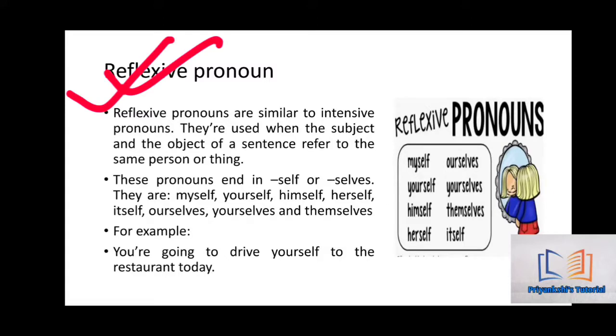And lastly, reflexive pronoun. Reflexive pronouns are similar to intensive pronouns. They are used when the subject and the object of a sentence refer to the same person or thing. This pronoun ends in self or selves. They are myself, yourself, himself, herself, itself, ourselves, yourselves, and themselves. For example, in a sentence we see, you are going to drive yourself to the restaurant today. So, in the picture on the right-hand side, we can see the reflexive pronouns shown.